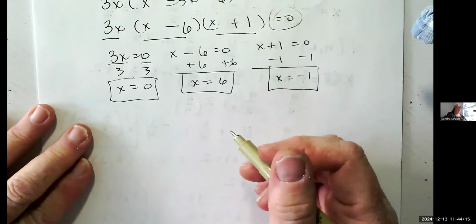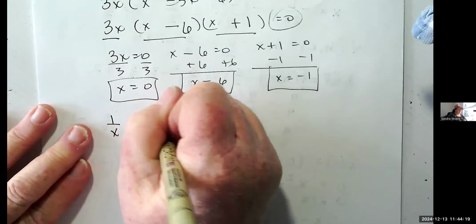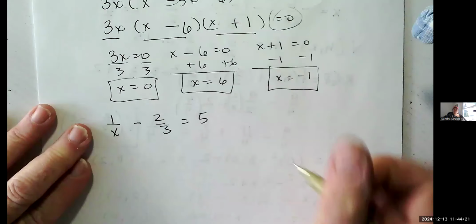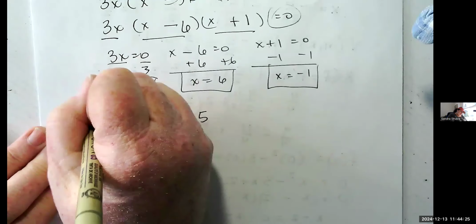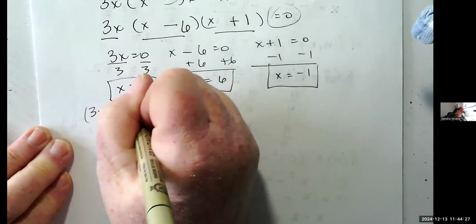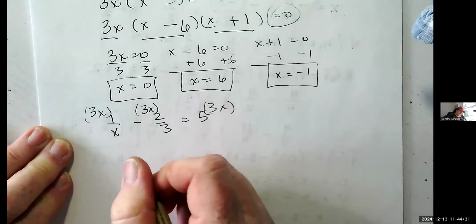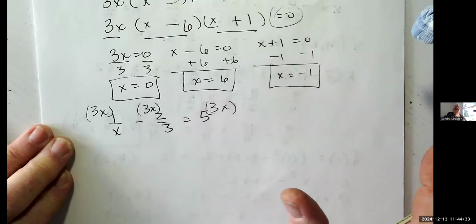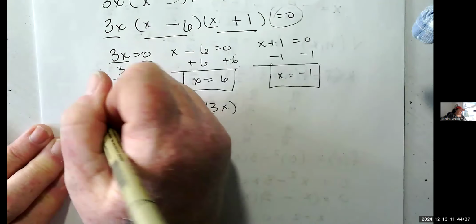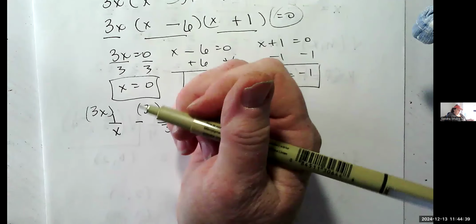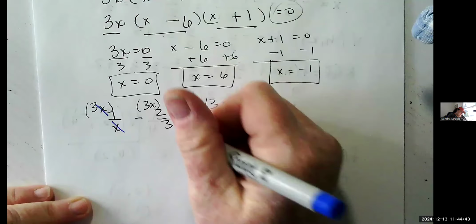All right. 1 over x minus 2/3 is equal to 5. Common denominator, 3x. So I need to multiply each one of these through by 3x. All right, and then there will be no denominator when I do this because there's an equal sign. So the x is reduced here. The 3 is reduced here.